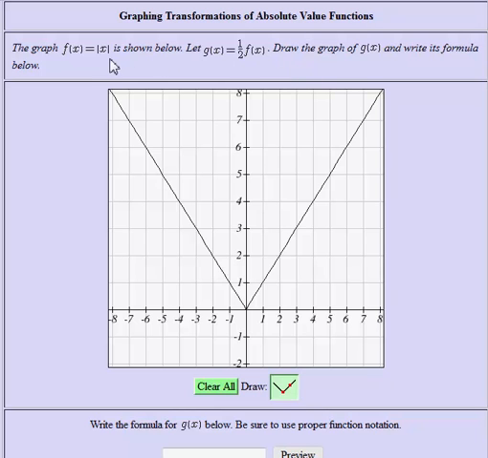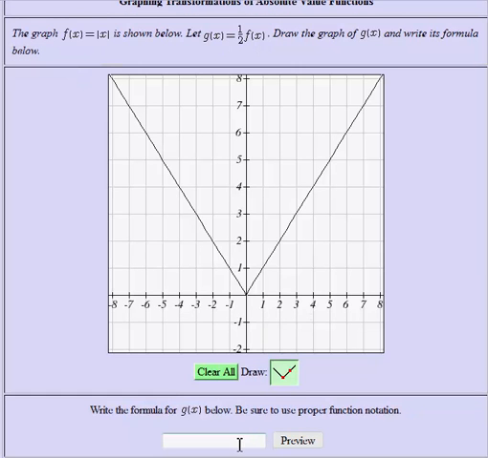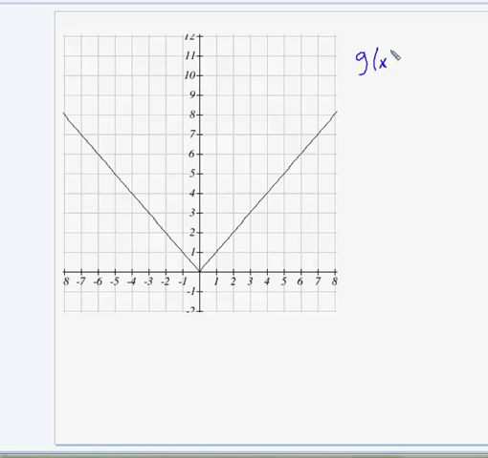Here we're given the graph of the function f of x equals the absolute value of x. We are to draw the graph of the function g, where it's defined to be 1/2 f of x, and then write the formula for g in the answer box at the bottom of the problem. So we are told that the function g of x can be found by taking the function f of x and simply multiplying by 1/2.